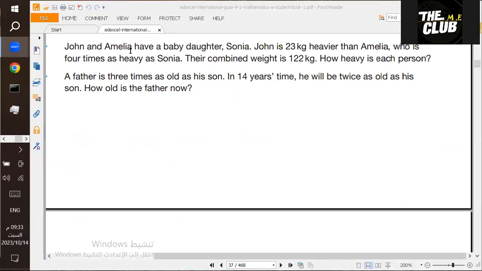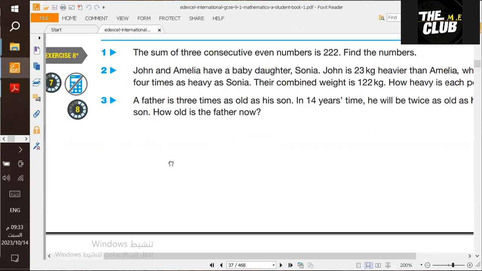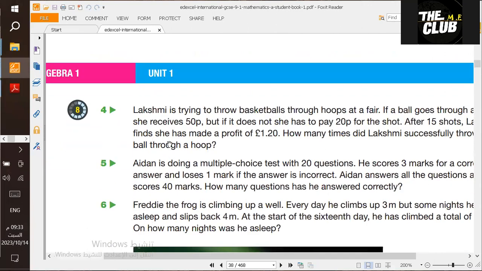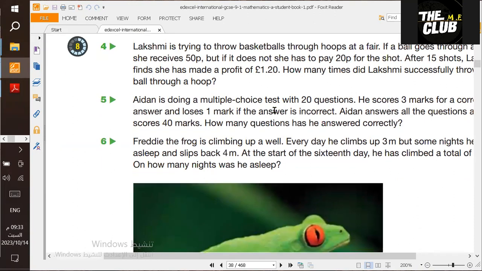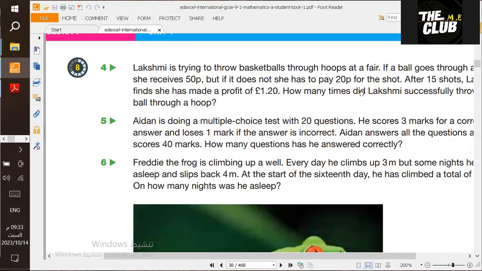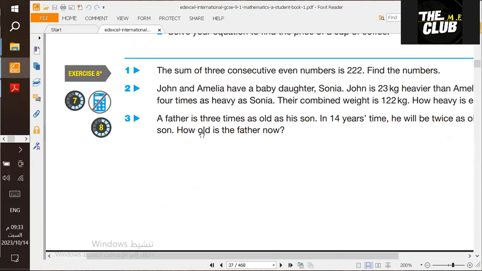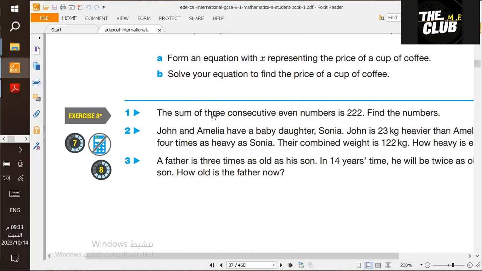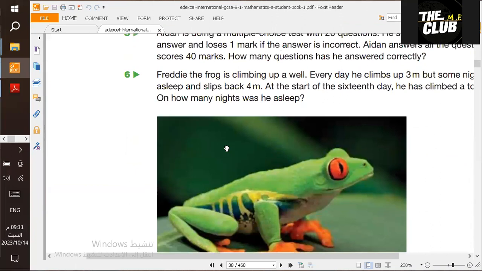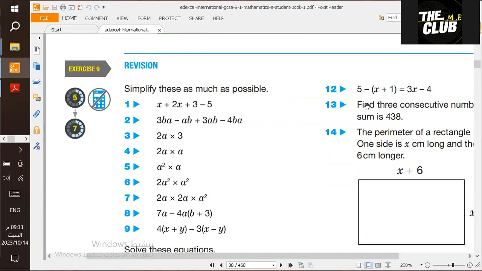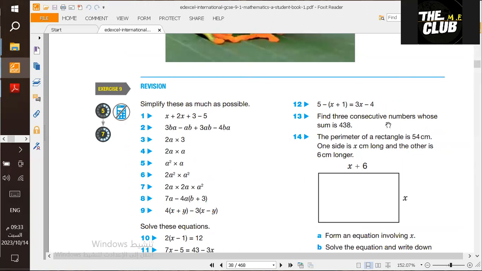Now let's move on to the next question. Here. Now, 4, 5, and 6, you don't have to study these because they are a little bit complicated and most of the time, they don't bring questions like these. If they bring these as riddles, and even these, the ones with consecutive numbers. But these ones, you don't have to study them because they're a little bit crazy. The revision, of course, this is revising the whole unit or lesson.